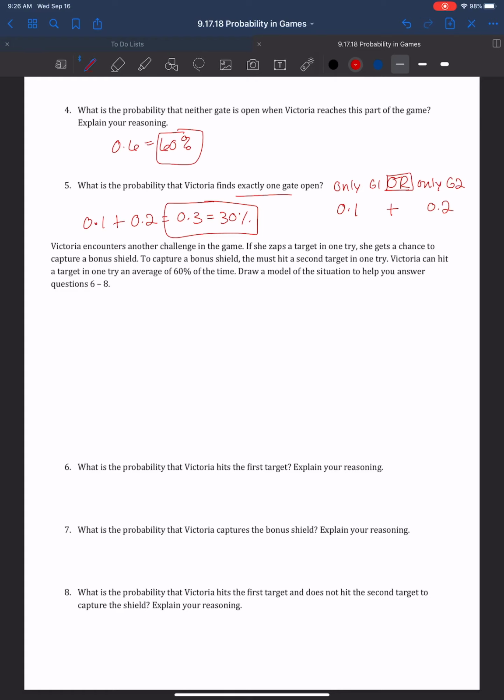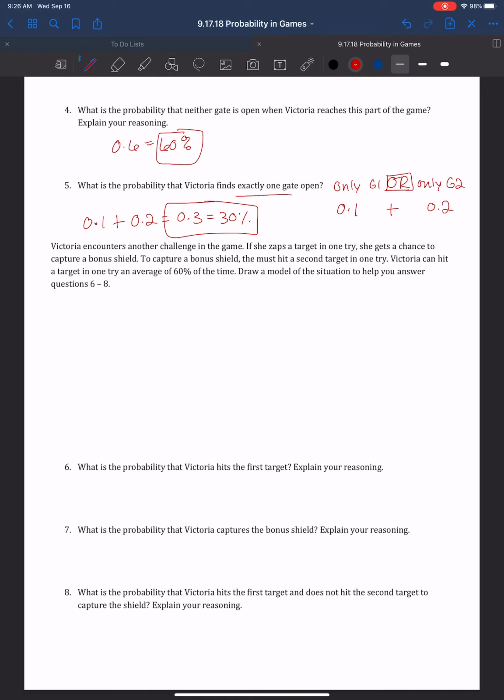Now this next one, it says Victoria encounters another challenge in the game. If she zaps a target in one try, she gets a chance to capture a bonus shield. To capture a bonus shield, she must hit a second target in one try. Victoria can hit a target in one try an average of 60% of the time. Draw a model of the situation to help you answer questions 6 through 8. So, in order to get the bonus shield, she has to hit the first one and the second one.